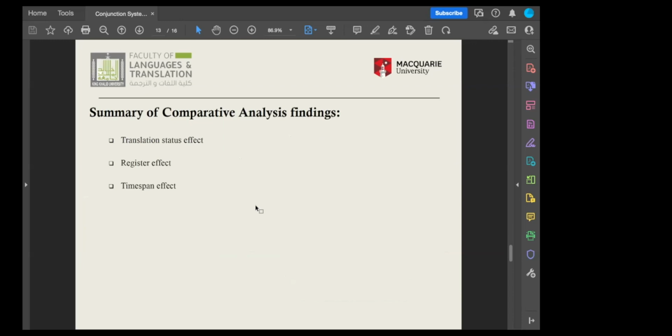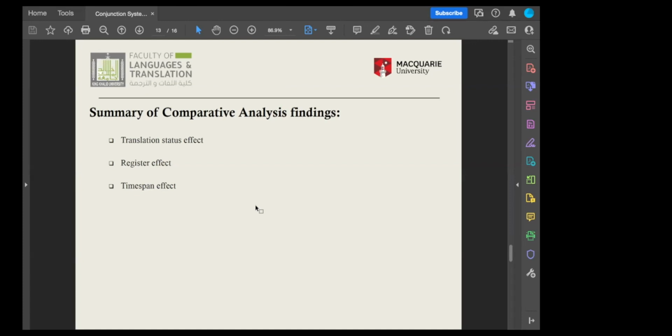Let's summarize these three types of analysis. For the comparative analysis, the effects of translation status represent the second strongest factor after register. The overall analysis for all connectives shows that connectives are more frequent in original Arabic compared to the translated text. This finding broadly supports the notion that translations demonstrate recurrent features that set them apart from non-translated language. This supports the idea of features of translated language, or universals of translated language.